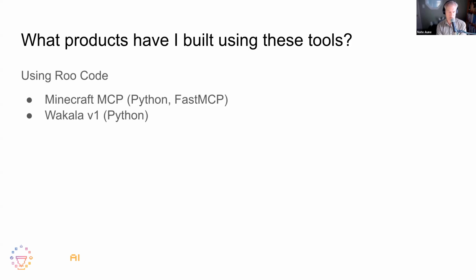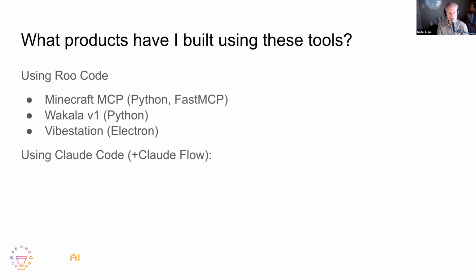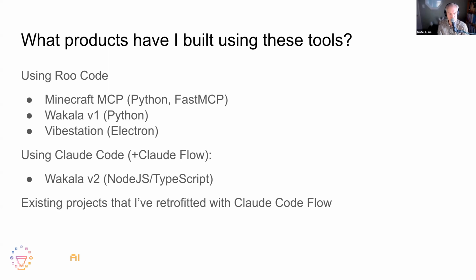I built together with Chris this thing called Wakala, just a WhatsApp app for people in South Africa. The first version was in Python. Together with Andy at Sundai, we built the first version of Vibe Station, which is an Electron app. I'd never worked with Electron before. And then more recently with Claude Code and Code Flow, I built version 2 of Wakala using Node.js and TypeScript. And that experience was in a lot of ways superior to version 1. It's just been progressing at a much faster pace than before.